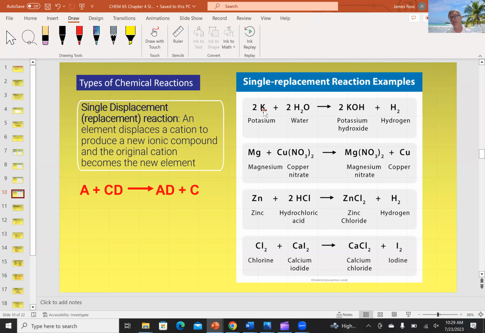Examples of single displacement are potassium and water. The potassium displaces the H to form potassium hydroxide, and the H is left to partner with itself to make hydrogen gas. Magnesium reacts with copper(II) nitrate. Magnesium displaces copper to form magnesium nitrate. Copper is left alone as metallic copper. The other two examples follow a similar pattern.